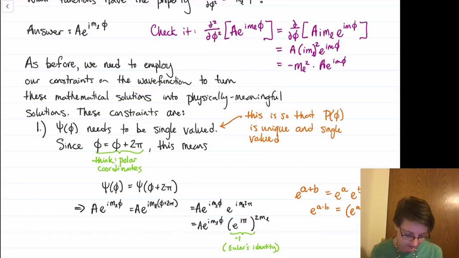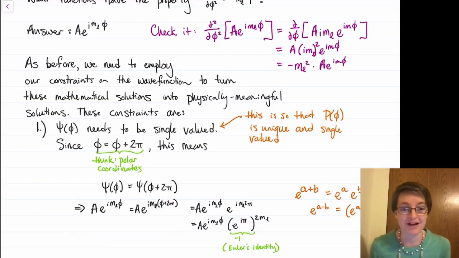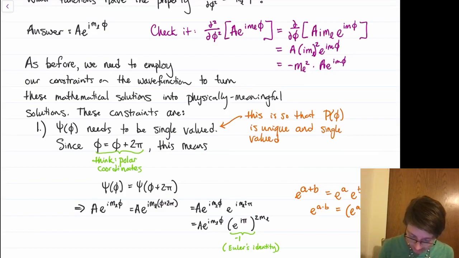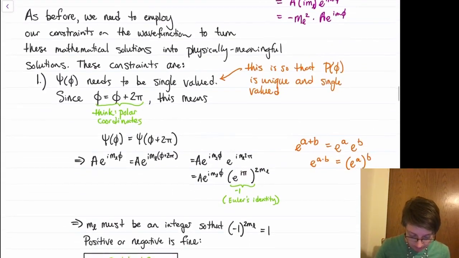And so that leads me, once I apply both of these rules about exponents, to a simplified version of this equation in which I have my original function for phi times a term that's e to the i pi raised to the power of 2 m_l. Now, Euler's formula is a famous mathematical theorem that says that e to the i pi is equal to -1. It's sort of a special constant. And so the only way that my equality holds true is if -1 to the 2 m_l has to give me back 1 in order for this to work.